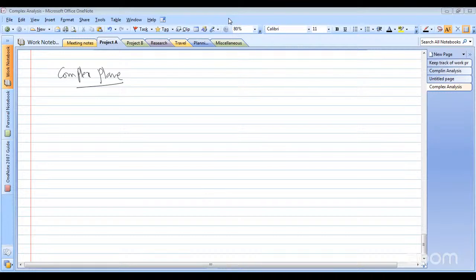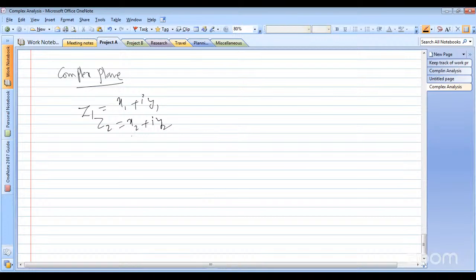Geometric representation of addition and multiplication. So we know that z1 is equal to x1 plus iy1 and z2 is equal to x2 plus iy2. You can associate the points P and Q with the coordinates x1, y1 and x2, y2 respectively in the plane. O is the origin. Complete the parallelogram with OP and OQ as the adjacent sides, so the other vertex of the parallelogram is written here. See the diagram.